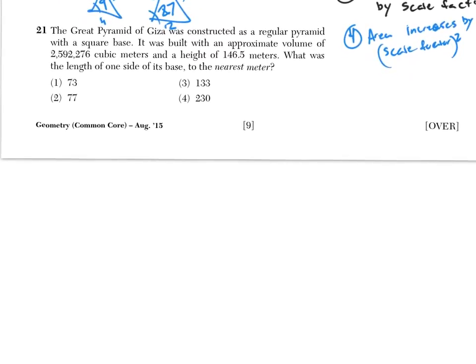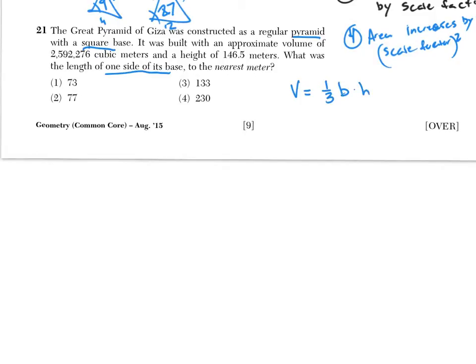Number 21, the Great Pyramid of Giza was constructed a regular pyramid with a square base. That's probably going to help us, and that square base is going to help us. If it was built with an approximate volume of 2,592,276 cubic meters and a height of 146.5 meters, what is the length of one side of the base to the nearest meter? Well, I'll show you just how to do this. First, write out your formula. Volume is equal to 1/3 base times height.